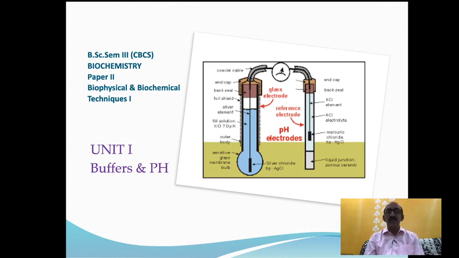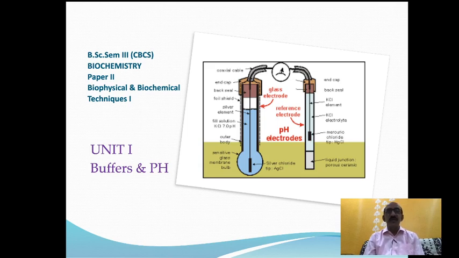There are advanced instruments like UV spectrophotometry, infrared spectrophotometry, fluorescence spectrophotometry and so on. We have to study in detail about the various types of spectrophotometers used in biochemistry, their functions and their significance in biochemistry. This is about unit 2.